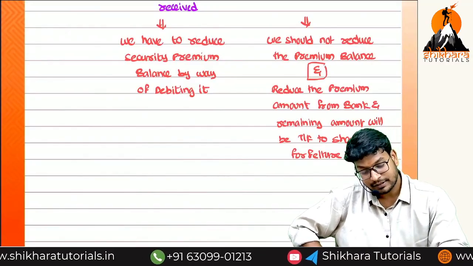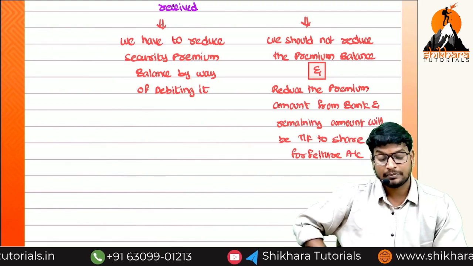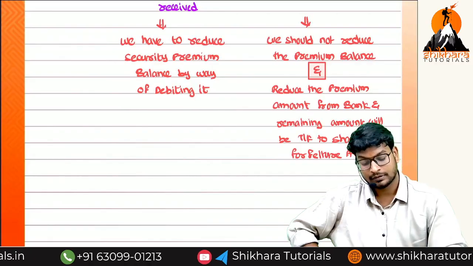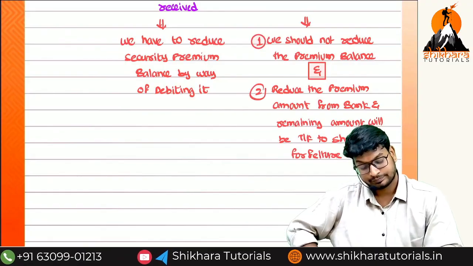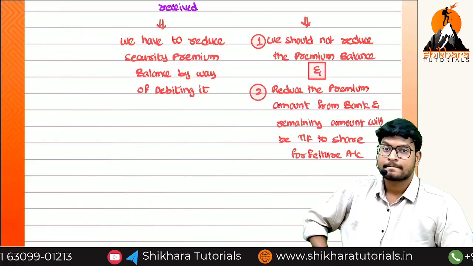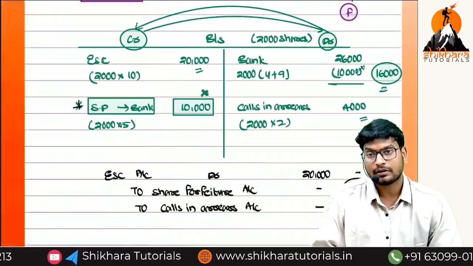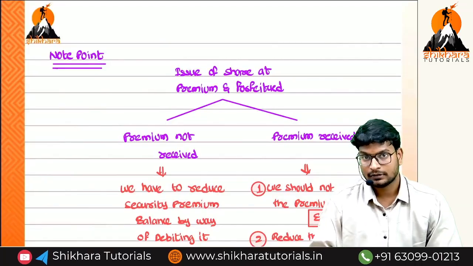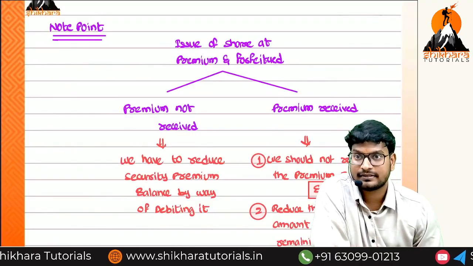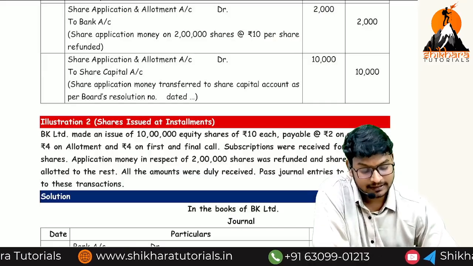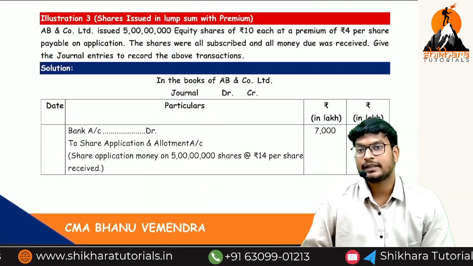And what is the next point we have to do? Reduce the premium amount from the bank, and the remaining amount only will be transferred to the forfeiture account. We have to do the first point and the second point also. Okay guys, there is an overview which I have given, you can get to know afterwards. I will share that overview, you can write. That is the first question we have taken from that concept. So directly I am opening the 14th question. This is an interesting question. There is one more point included in that, you will get to know.